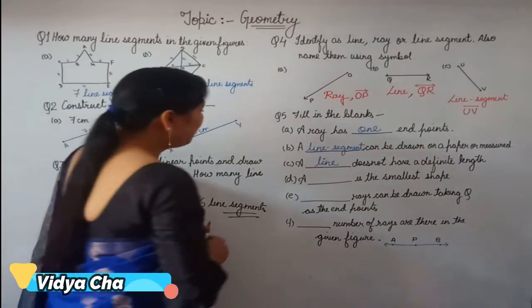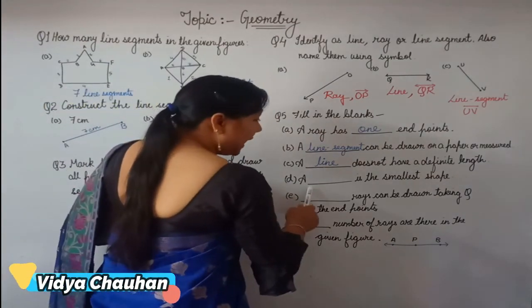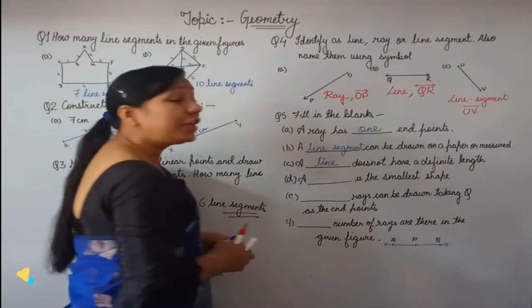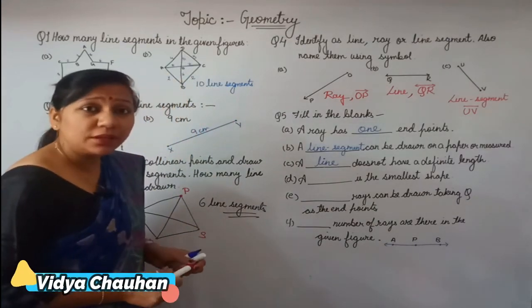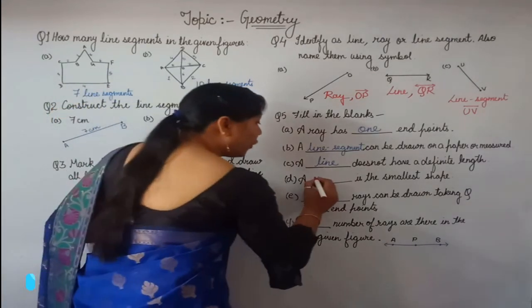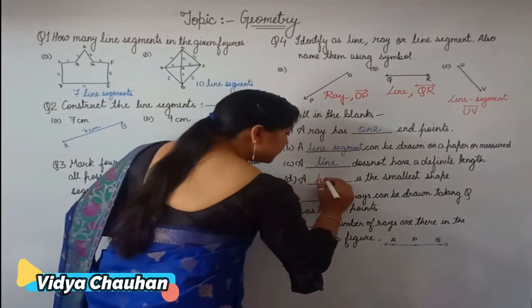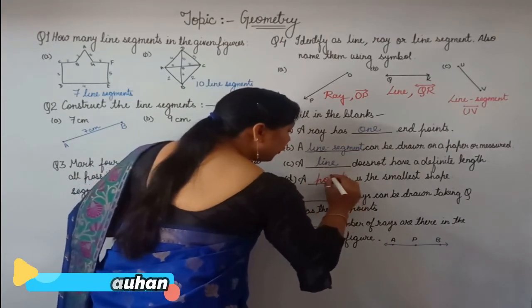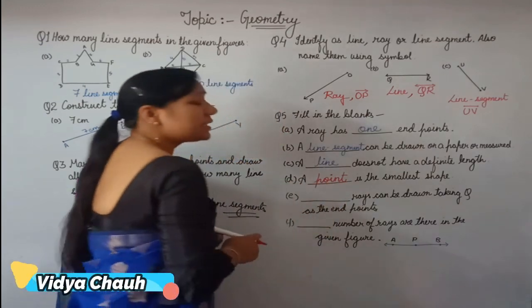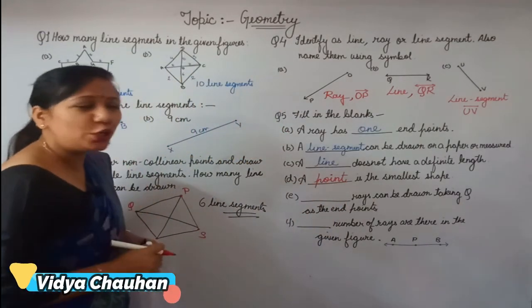Okay, students? Coming to the next part. A dash is the smallest shape. Which is the smallest shape? The smallest shape is a point. What is it? Point. Point is the smallest shape. It is just a small dot.